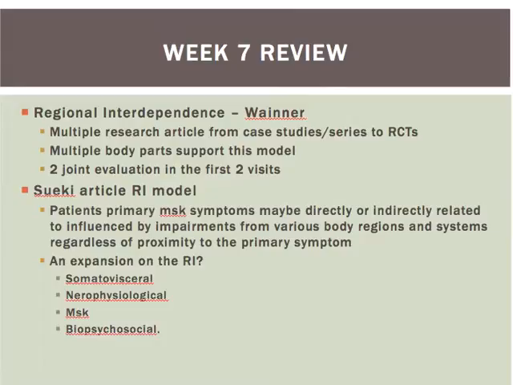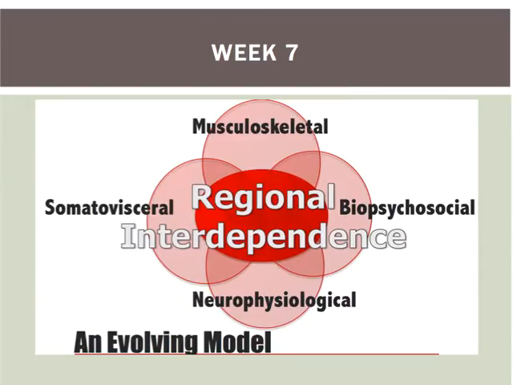In the Suki article regarding the regional interdependence model, one of the comments that I found to be most enlightening is this statement: patients' primary musculoskeletal symptoms may be directly or indirectly related to or influenced by impairments from various body regions and systems, regardless of their proximity to the primary symptom. In an expansion of the regional interdependence model, they talk about somatovisceral, neurophysiologic, musculoskeletal, biopsychosocial. And so I'm going to flip to this chart. They label it as an evolving model. This was in the presentation, but if you look in the Suki article, it was also there. It was in different colors, but it was the same thing.